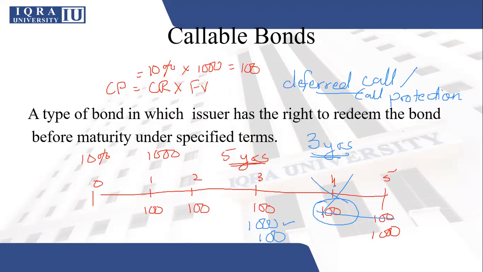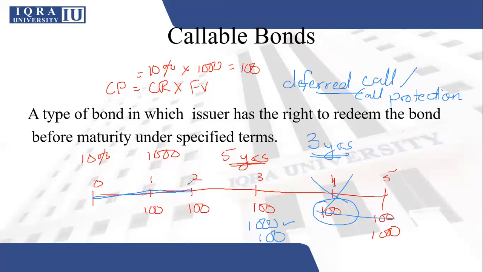So deferred call is a way of protecting the investors. Also over here, if the deferred call, for example, was 2 years, then there was no problem. The corporation can easily call it at the end of the third year because the call protection will end at the end of the second year. Later on, they are allowed to call it back.